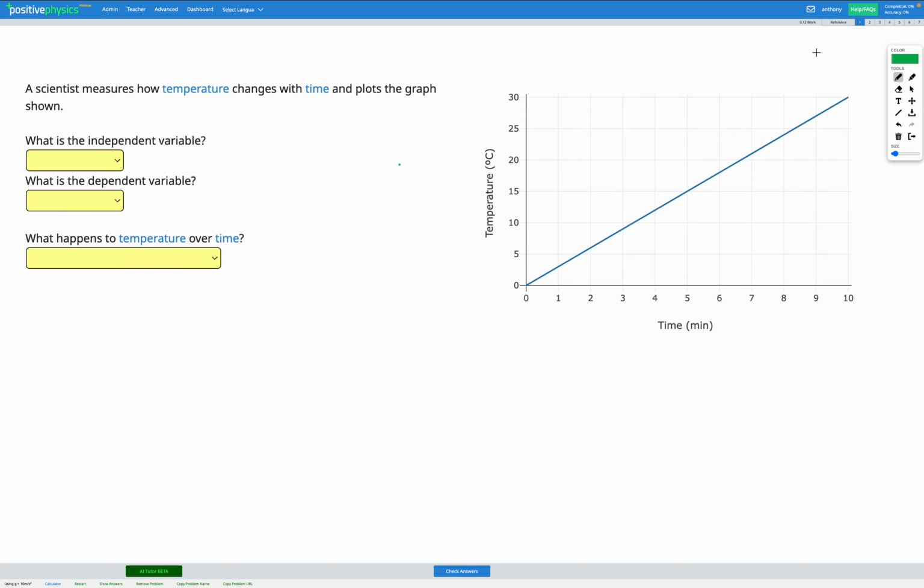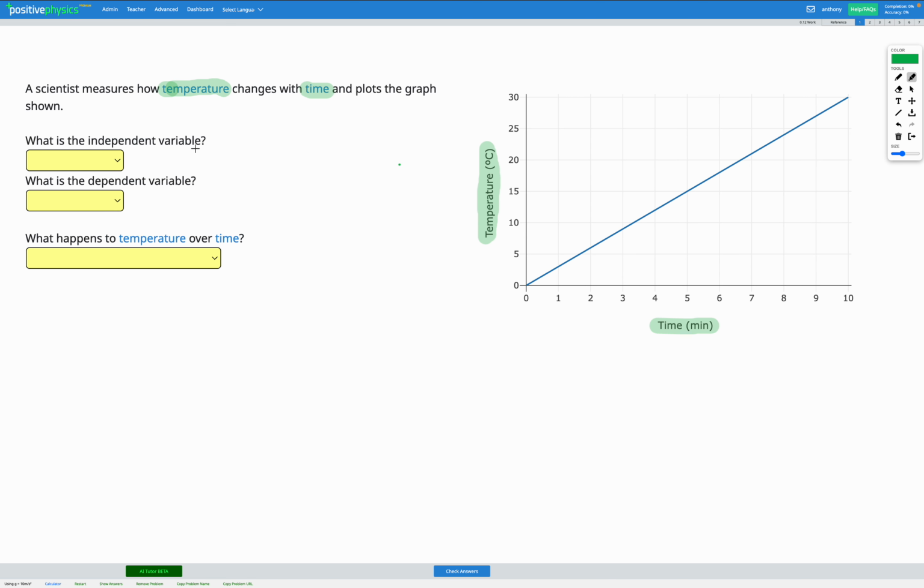In this skill, we're going to be interpreting graphs to see what trend they show. In this question, a scientist measures how temperature changes with time and plots the graph shown. So we can see we've got temperature on our y-axis and time on our x-axis.